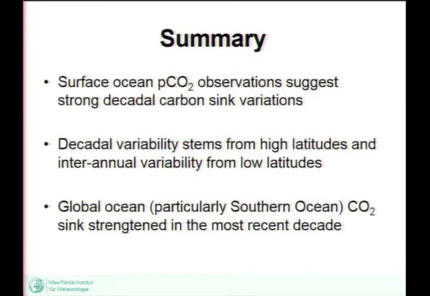So to just quickly summarize, the three main points I tried to get across here today are that the surface ocean pCO2 observations suggest strong decadal variability. The next point is that the decadal variability stems from high latitudes and the internal variability more from the low latitudes. And that the global ocean, in particular the Southern Ocean CO2 sink, has strengthened in the most recent decade.